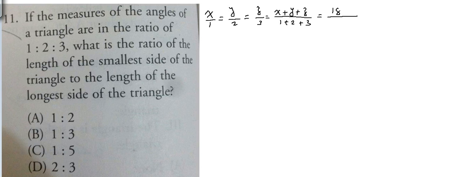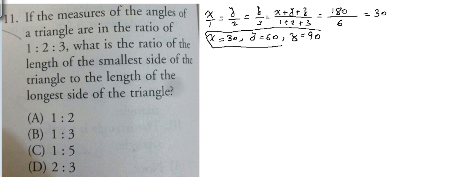Sum of angles of a triangle is 180, so x plus y plus z over 1 plus 2 plus 3. So the answer will be 30. Now we can find x. X over 1 equals 30, which means x equals 30 degrees. Y over 2 equals 30, which means y equals 60. And z over 3 equals 30, which means z equals 90. So we got the triangle, which is 30, 60, 90.